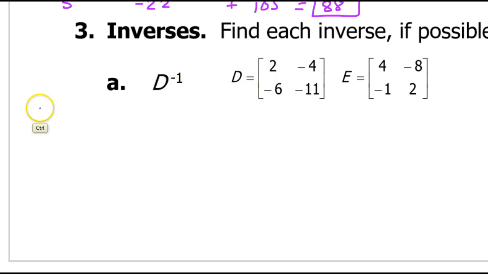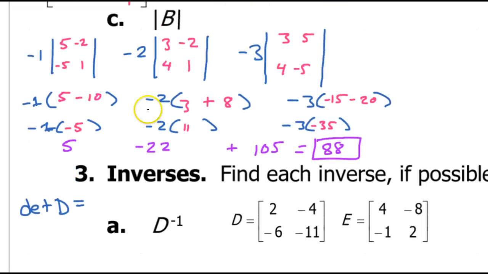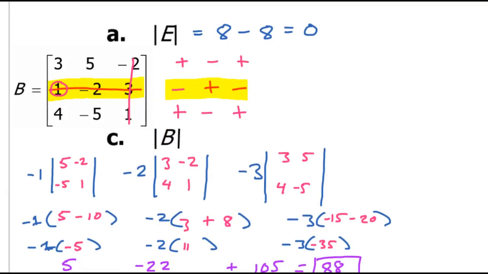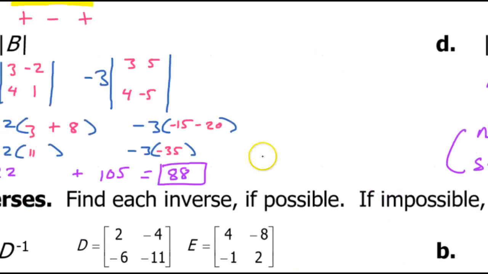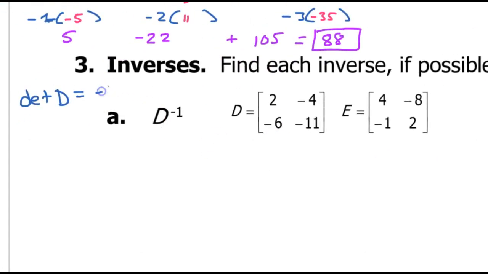The first step of finding the inverse is to figure out what's the determinant. So the determinant of matrix D, I think, is something that we found a minute ago, so I don't want to have to rethink that. The determinant of matrix D was negative 46. Okay, the next step of finding the inverse is to do the reciprocal of the determinant. So I'm going to do negative 1 over 46. And then you multiply that by what I call the reverse negate matrix.